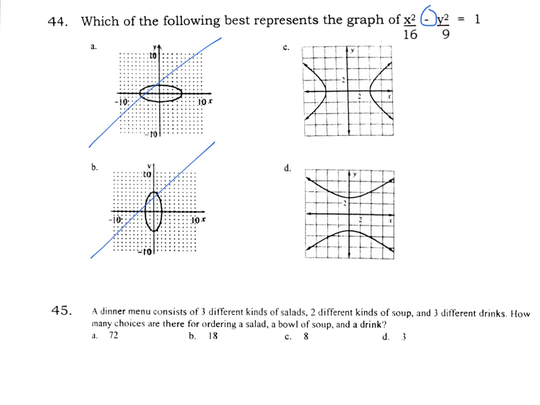Now, the interesting thing about C and D is that one of these is horizontal and one of them is vertical. So without making any effort into this, I really just need to look at my equation and see which one of these I have. And it's all about the positive term. If x squared is the positive term, it's horizontal. If y squared is the positive term, it's vertical. And the way I remember that is x means x-axis, and that's horizontal, and y means y-axis, and that's vertical.